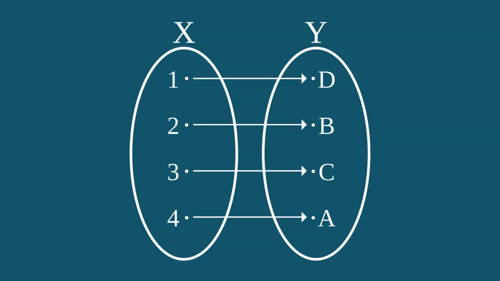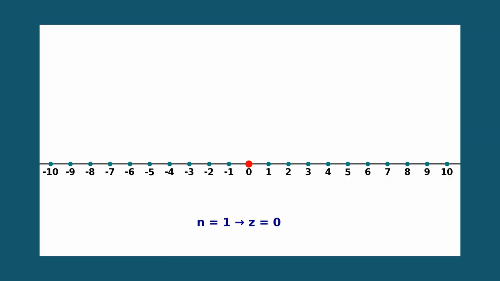In this example, we have two sets, X and Y, consisting of 1, 2, 3, 4, and A, B, C, D, respectively. We illustrate one possible one-to-one correspondence with arrows from elements of the set X to the set Y. If we can assign a unique natural number to each integer, or more simply count them, then we can show that a one-to-one correspondence exists between the integers and natural numbers.